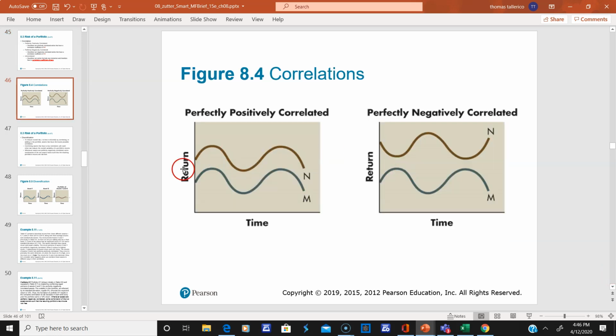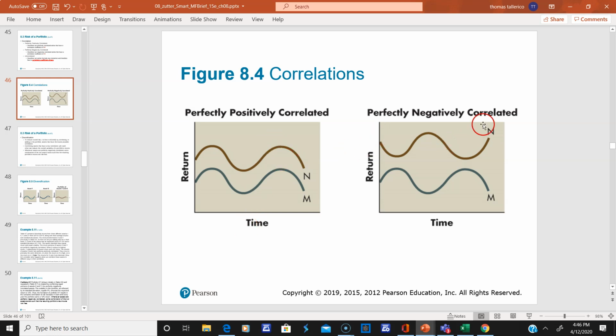So you'll notice here, here's two stocks, right? N and M, or M and N, that are perfectly positively correlated. When this goes up, that goes up. And when this goes down, that goes down, and right across, right? That means you're going to have large swings. Big positive gains, big negative gains, right?